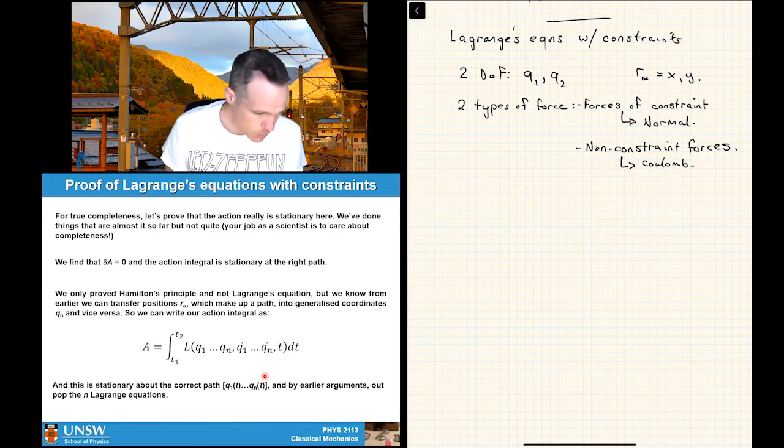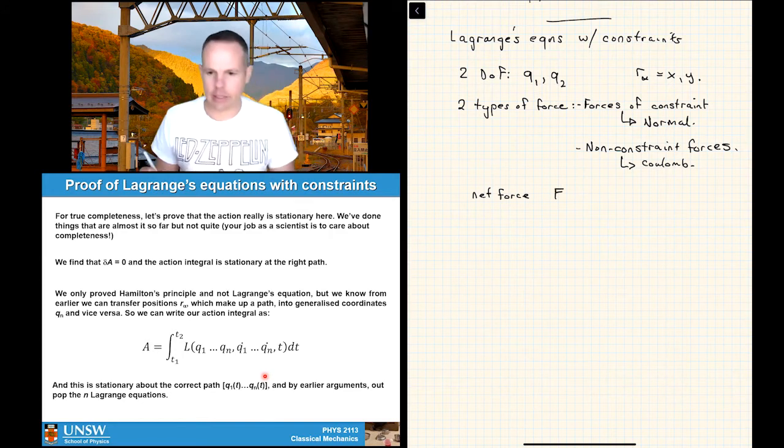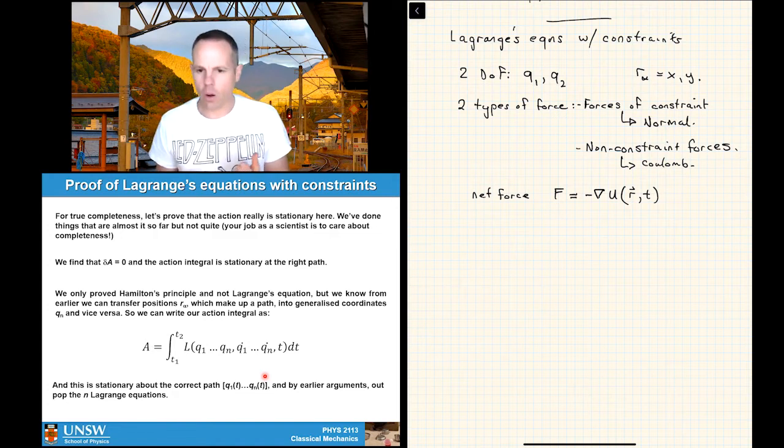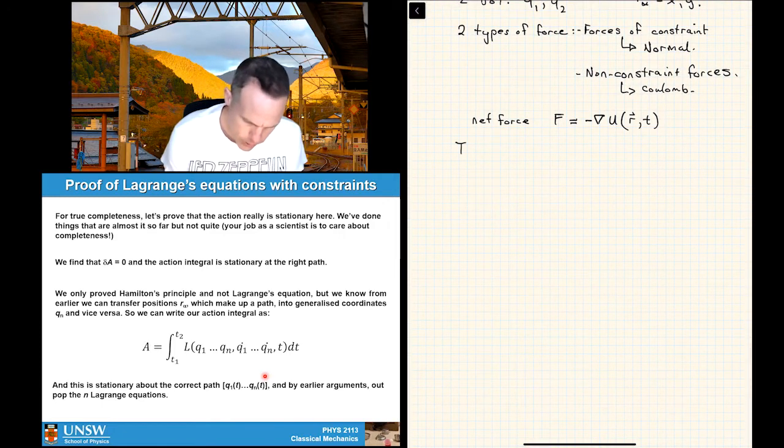So we're going to have a net force in this problem, and we're going to basically assume that that comes from a potential, right? Because we can always do that. And so we're going to let that potential for the moment depend on both position, because you need that for conservative forces, and time as well is okay. And then we're going to have a total force on our particle.